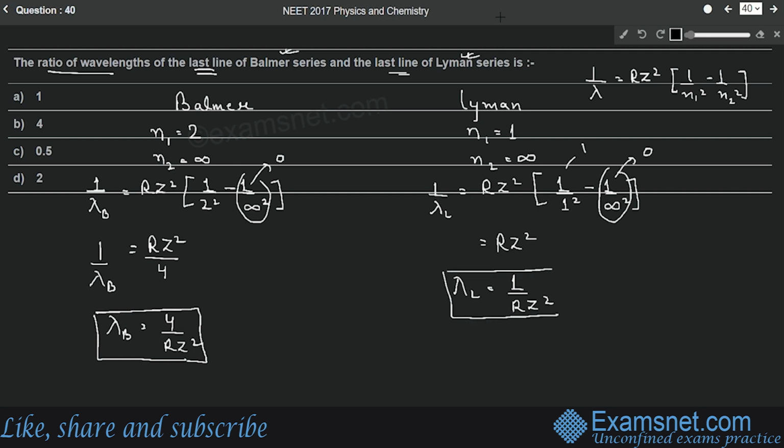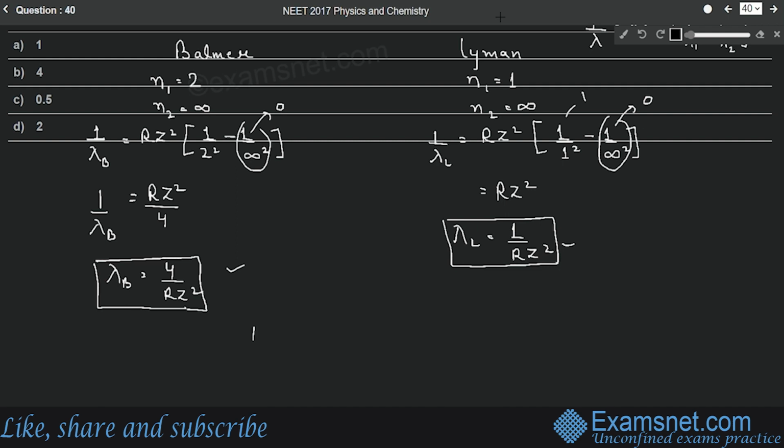Now we have to find out the ratio of these two. So the ratio of lambda B divided by lambda L will be equal to 4 by Rz square into Rz square. That means it will come out as 4. So the correct option will be option B, that is 4. Okay.